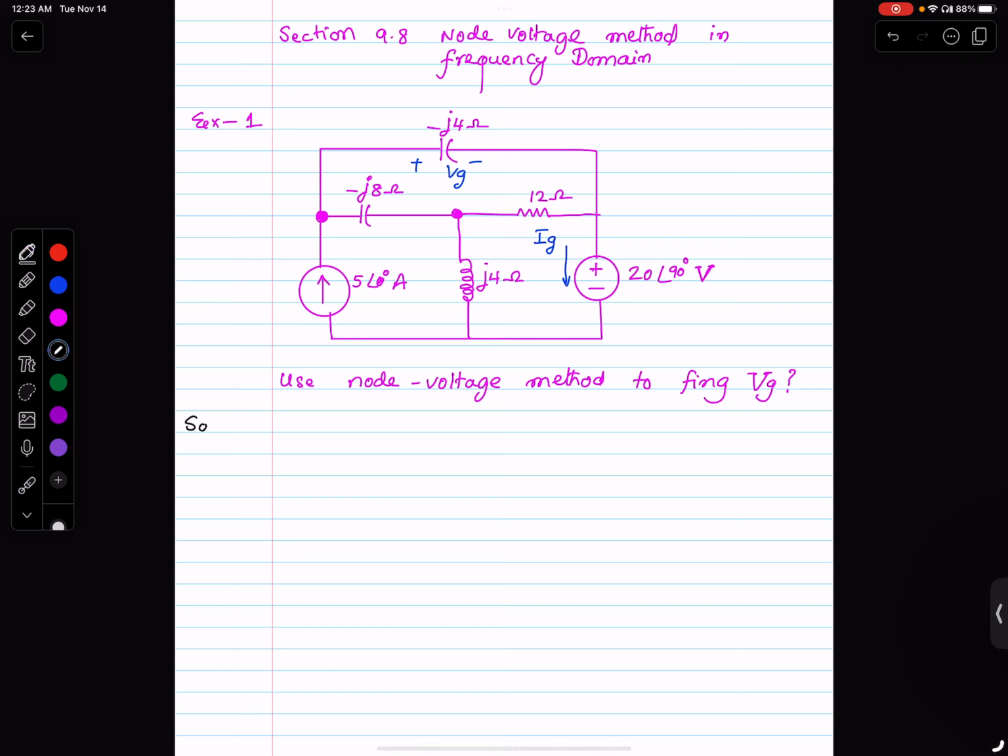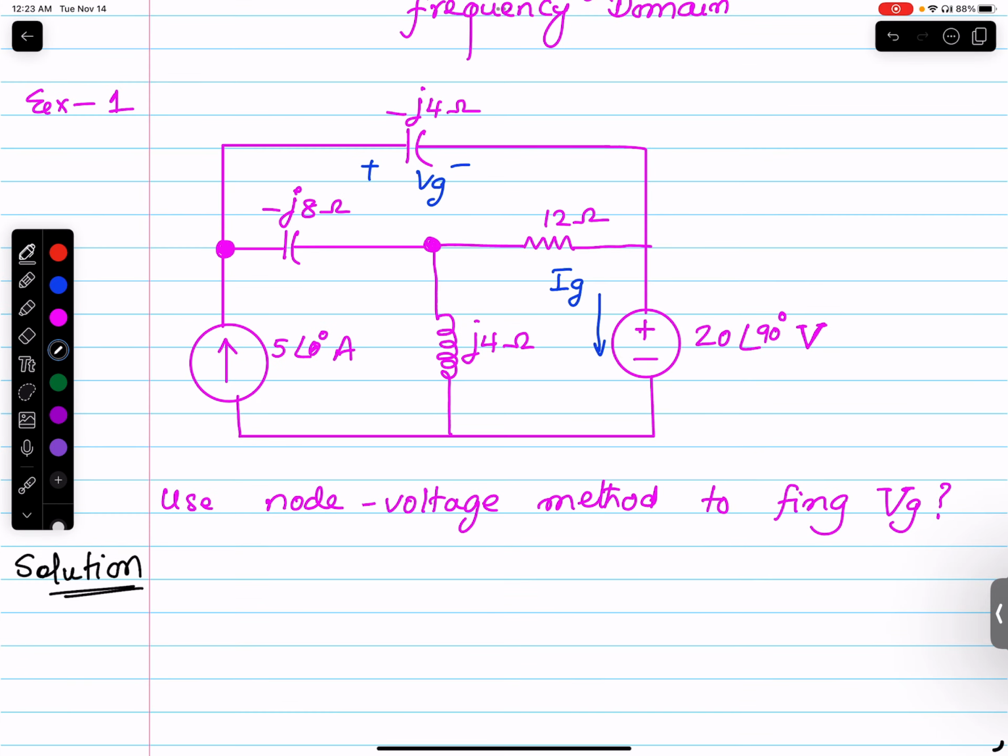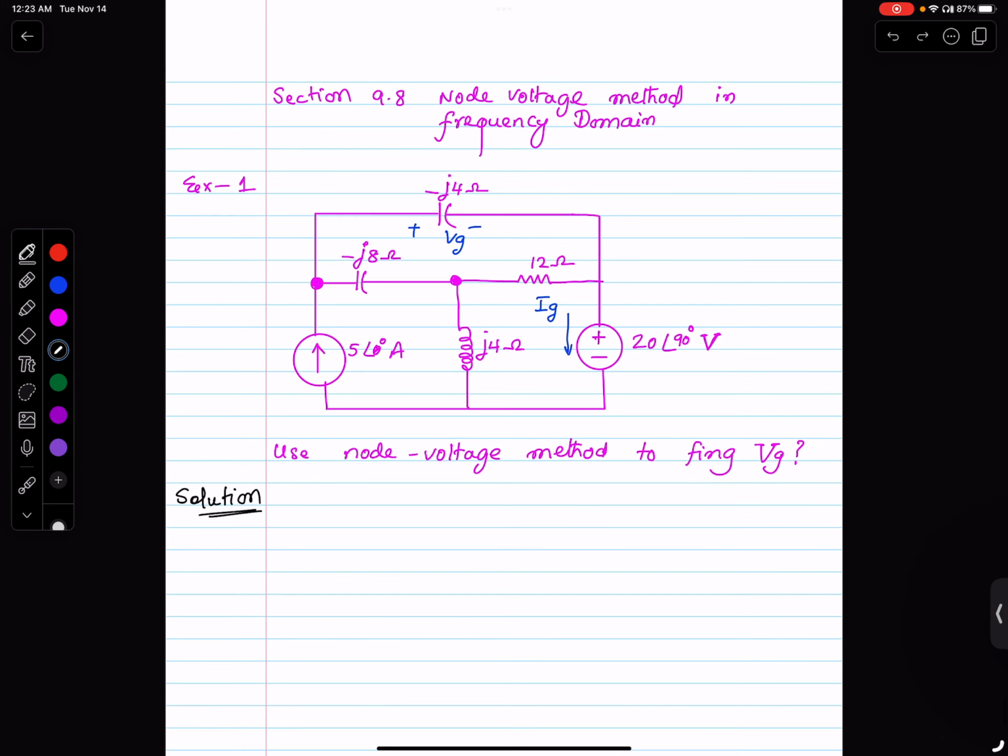Okay. So we are looking at some example problem for node voltage method. We are given a circuit that looks like this, and we are tasked to find out the value of VG using node voltage method. How would we go about doing that?